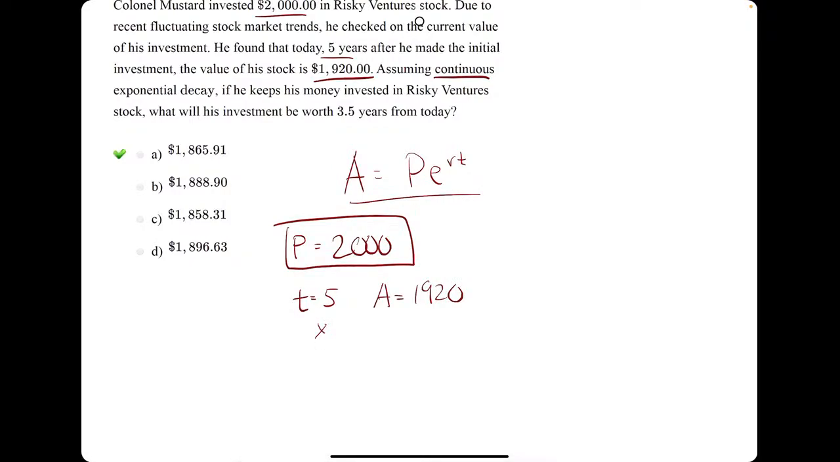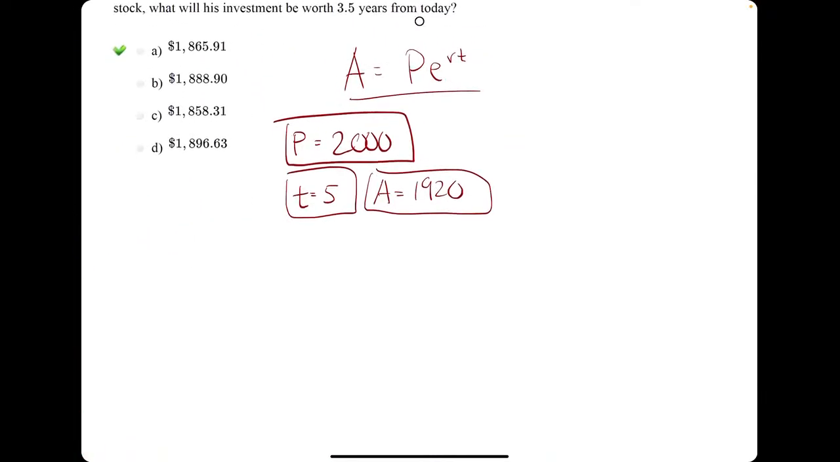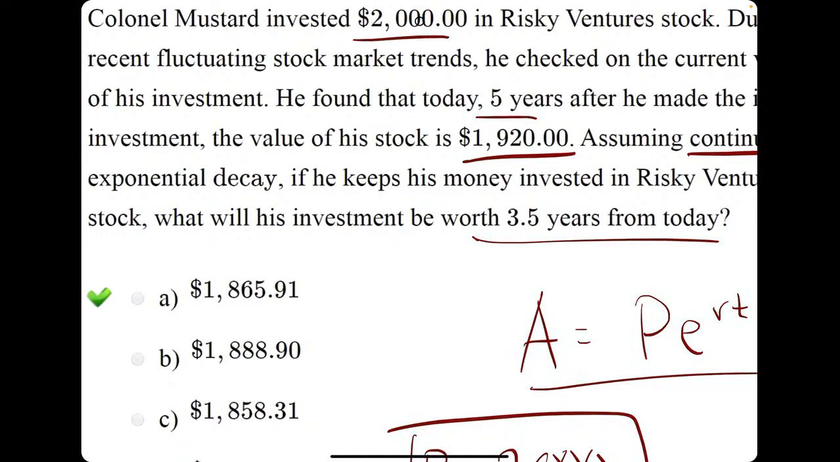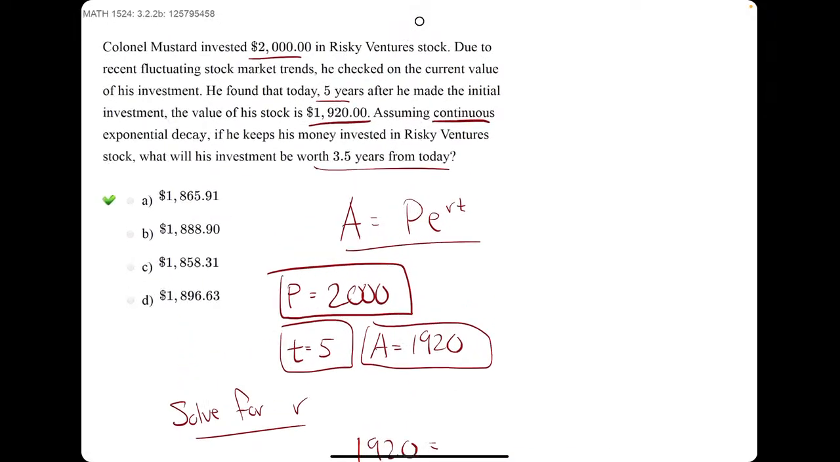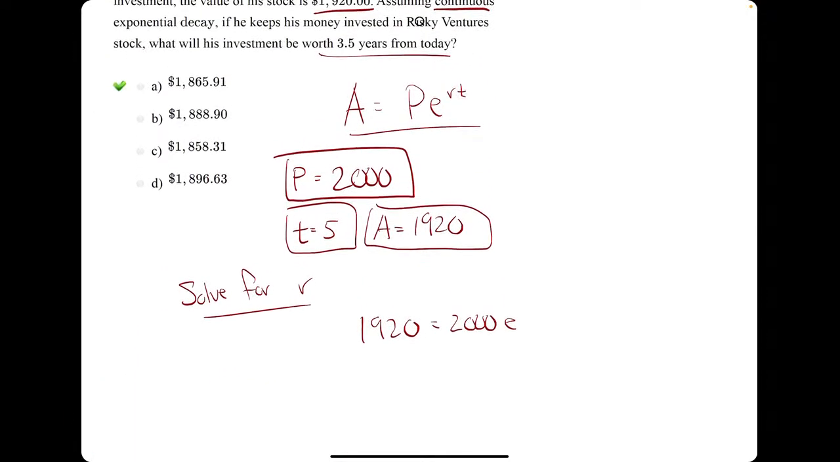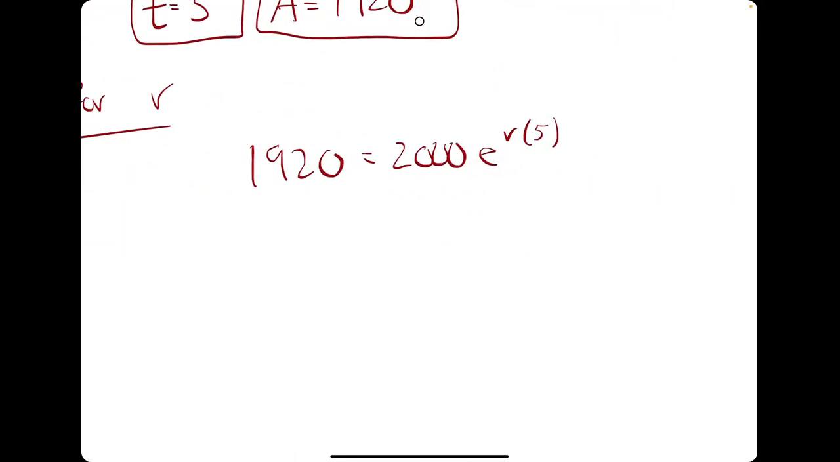We can almost see this as like an x and y pair that correspond to one another. So what we're going to use is these three values and plug them into the function to solve for r. Once we do that, then we'll address the final question they're asking. Solve for r. So we're going to plug in 1920 for A, 2000 for P. We have e to the r times t, which is 5. Our goal is to solve for r from this equation. We start by dividing by 2000.